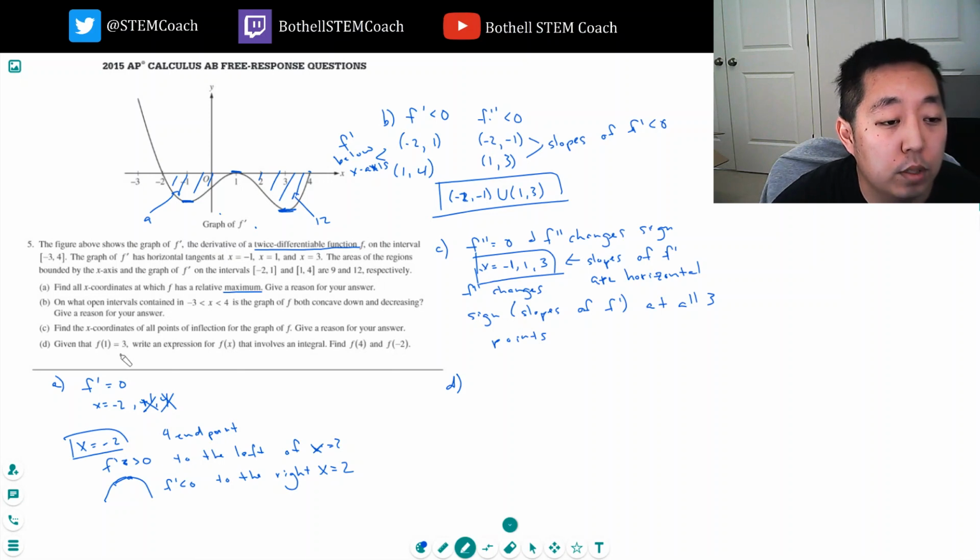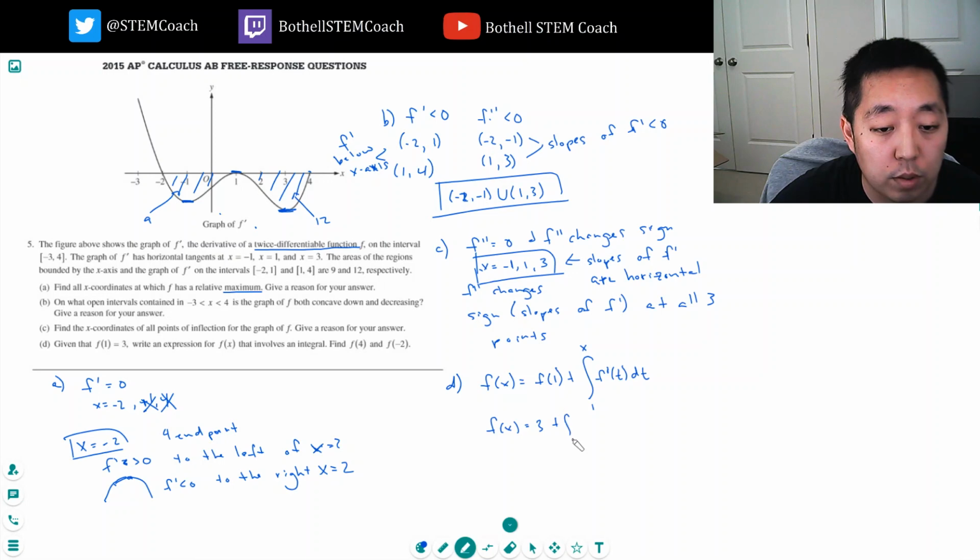Now, given that f of 1 equals 3, write an expression for f of x that involves an integral. Okay, so f of x is equal to f of 1 plus the integral from 1 to x of f prime of t dt. Okay, this is the fundamental theorem of calculus. So f of x is equal to 3, because they say f of 1 is 3, plus the integral from 1 to x of f prime of t dt.